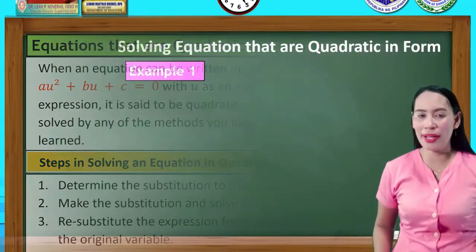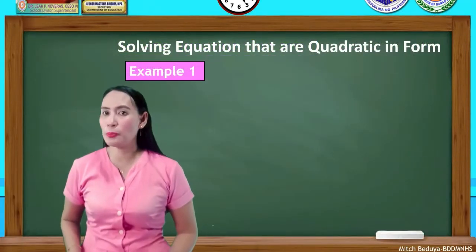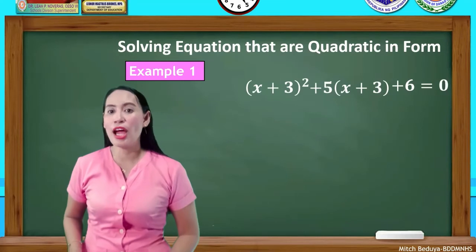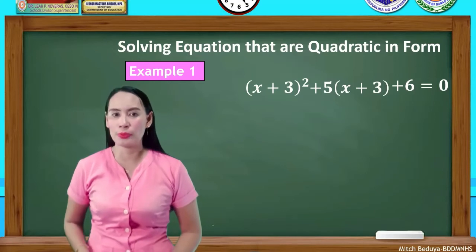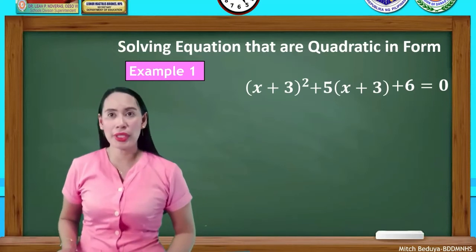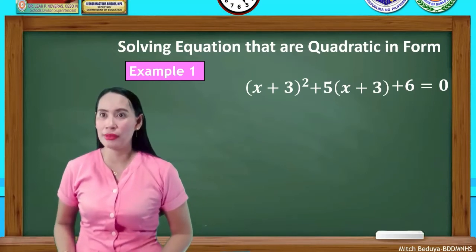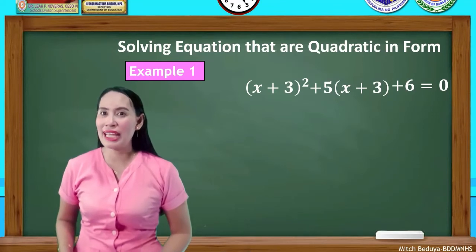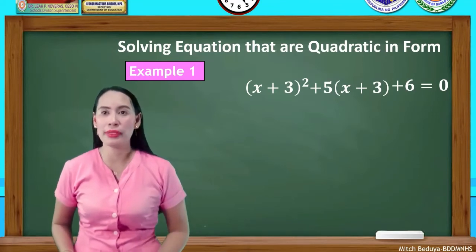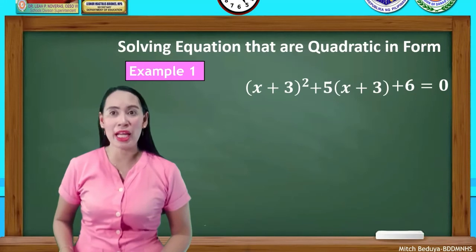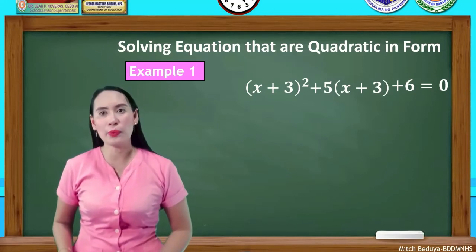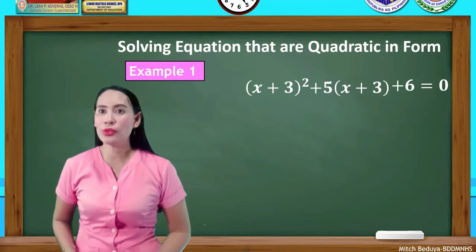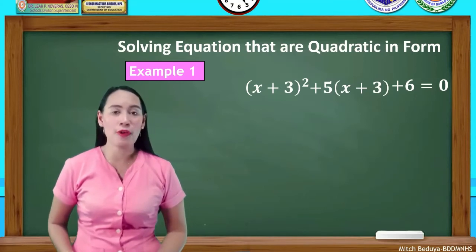Example number 1. The quantity x plus 3 squared plus 5 times the quantity x plus 3 plus 6 equals 0. This equation is a quadratic equation, but it is not written in standard form, ax squared plus bx plus c equals 0. So in solving this equation, we don't need to transform it to standard form.